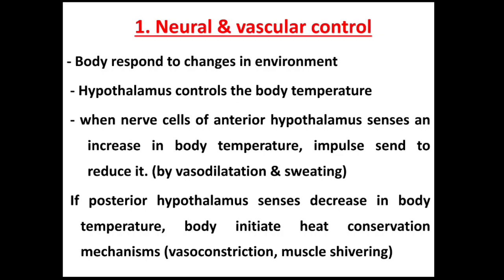Also, if the posterior hypothalamus senses a decrease in the body temperature, the body initiates the heat conservation mechanism by muscle shivering or vasoconstriction. Vasoconstriction is the narrowing of the blood vessels so that it reduces the blood flow to the skin and the extremities. If vasoconstriction is ineffective in preventing additional heat loss, then shivering begins.